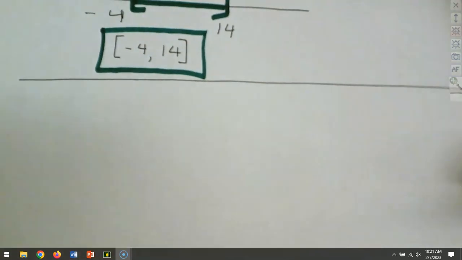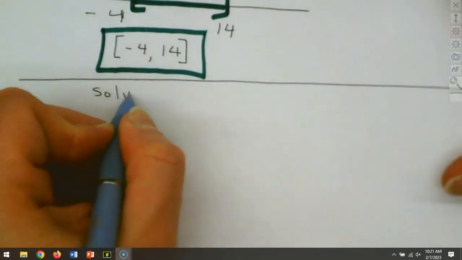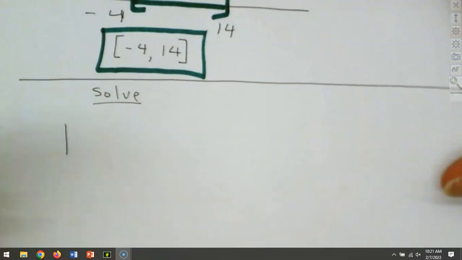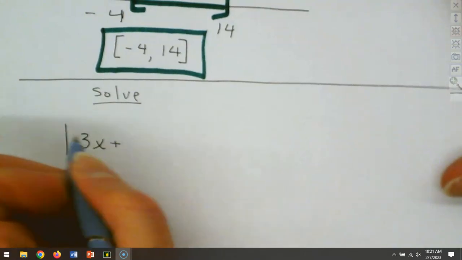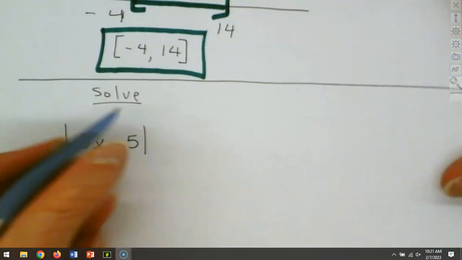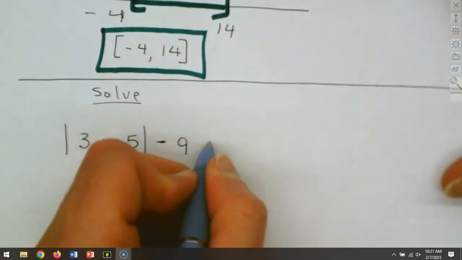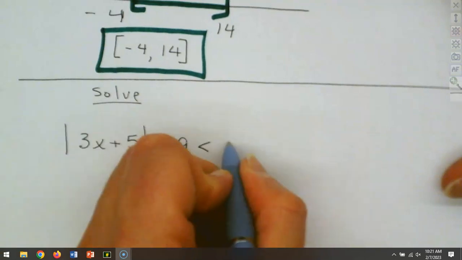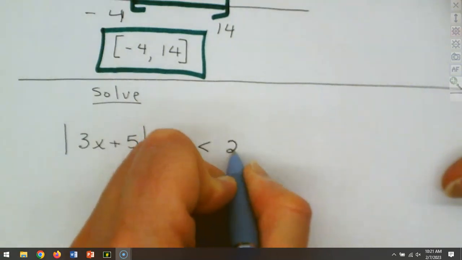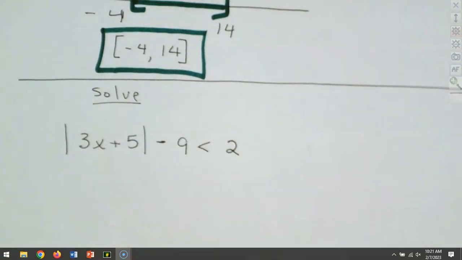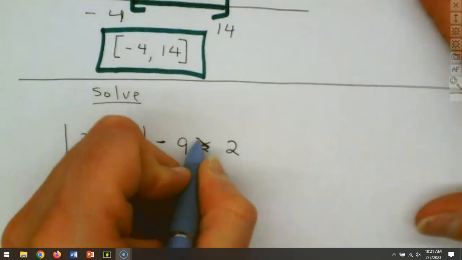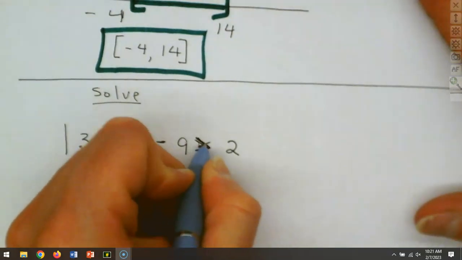So let's try another one. A little bit more complicated here. We did that one last time. Let's do it the other way. Let's make it greater than.